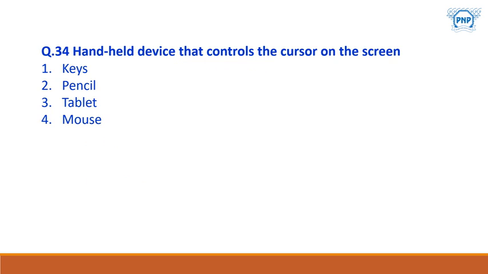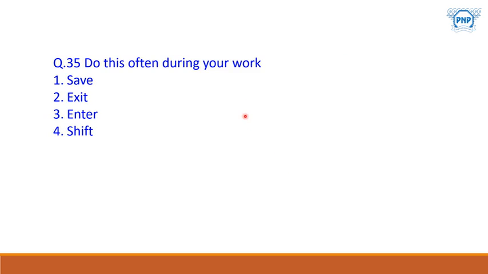Handheld device that controls the cursor on the screen, known as keys, pencil, tablet and mouse. Now I'm moving the cursor with the help of what? Yes, that is the correct answer. It is mouse. With the help of the mouse I'm moving the cursor here and there. Do this often during your work: save, exit, enter, shift. Answer is save.